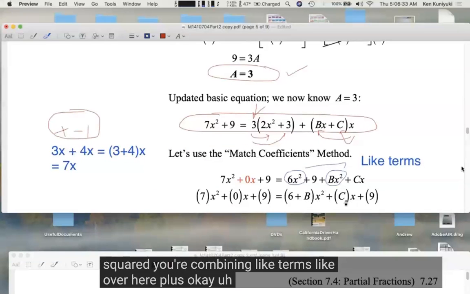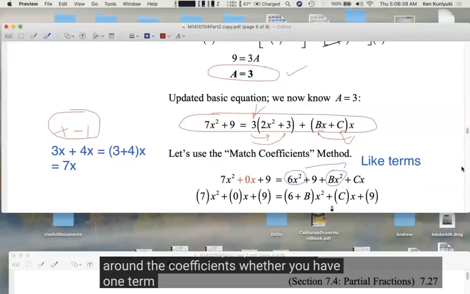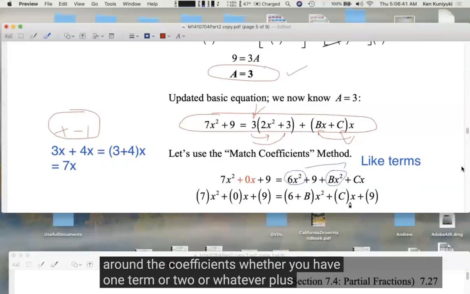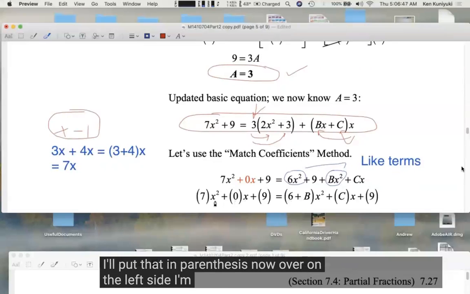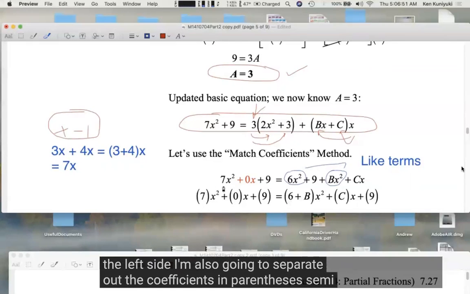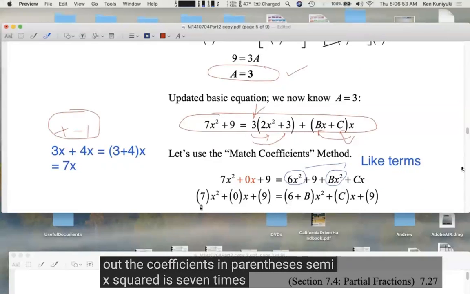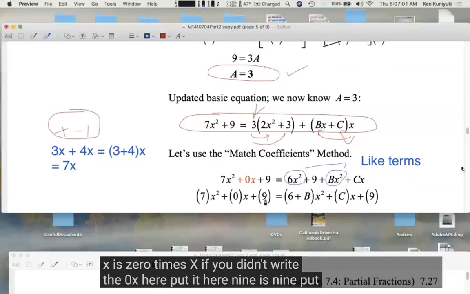Plus, okay, what's the x term? It's c times x. I like to put parentheses around the coefficients, whether you have 1 term or 2 or whatever, plus the constant term, a 9 over here. Again, I'll put that in parentheses. Now, over on the left side, I'm also going to separate out the coefficients in parentheses. 7x squared is 7 times x squared. 0x is 0 times x. If you didn't write the 0x here, put it here. 9 is 9. Put that in parentheses.